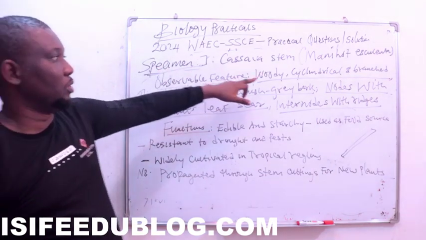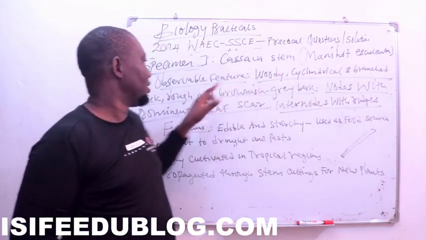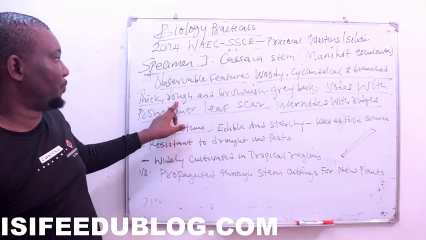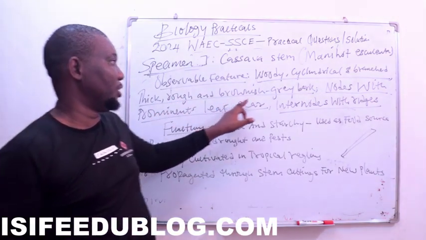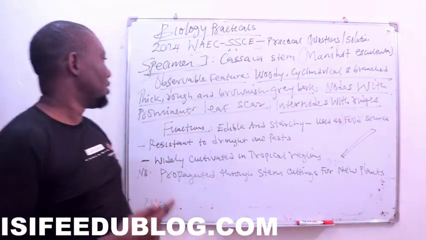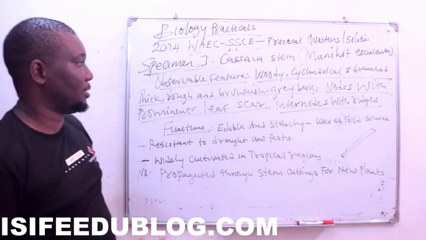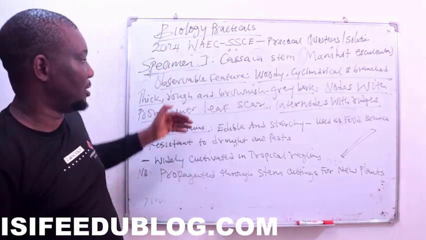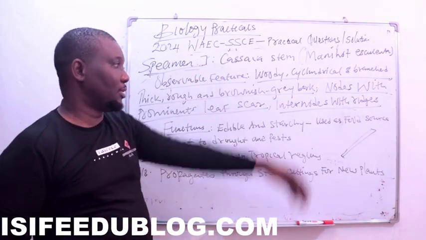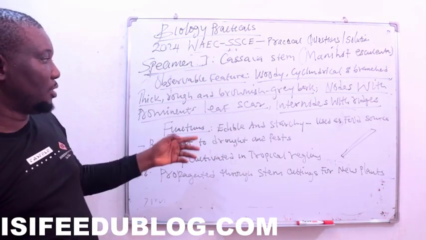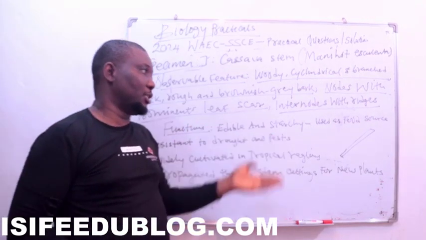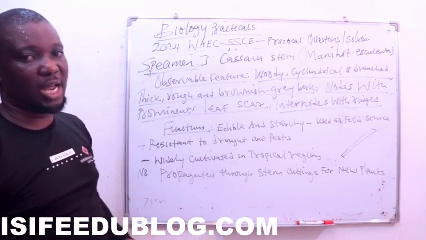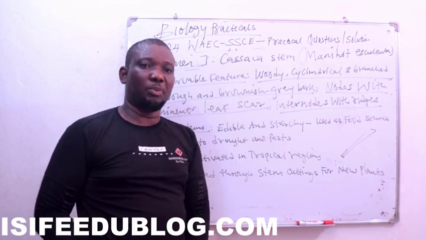Again: woody, cylindrical, branched, thick, rough, the surface is rough, brownish gray bark, loaded with prominent leaf scars, where some leaves have detached. You see those scars there, with ridges. Functions: this is edible as such. It is used as food for some livestock. So livestock also depend on it.